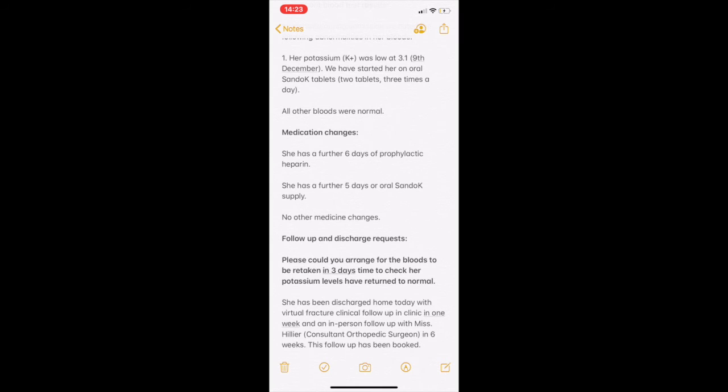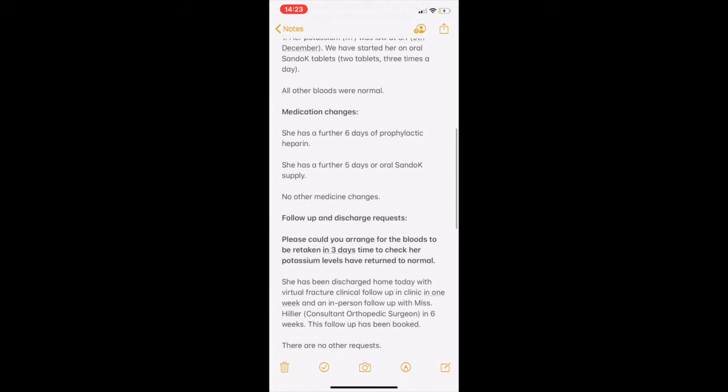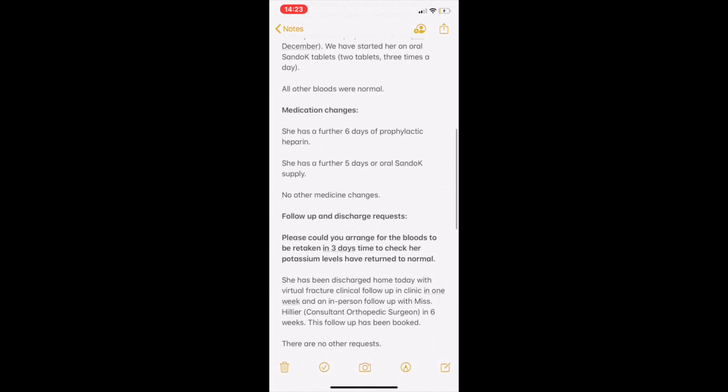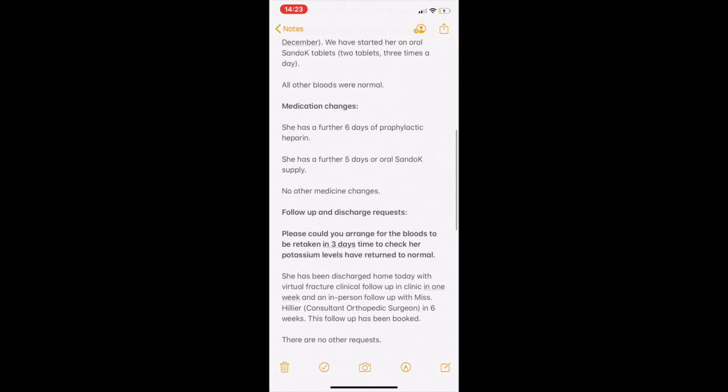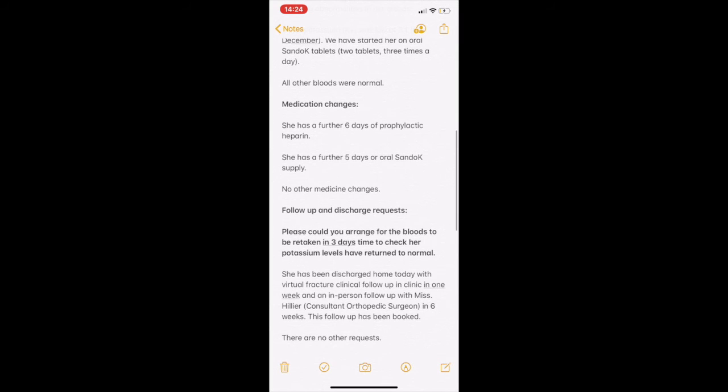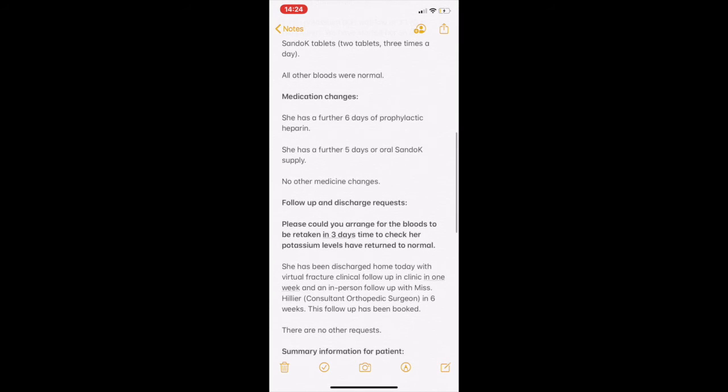You can then move on, finally, to round up with follow-up and discharge requests. I like to start off by stating the specific request you have of the GP, and I put it in bold to make clear they don't miss it. In this case, I want the GP to arrange the bloods to be retaken in 3 days' time to check her potassium levels have returned to normal.